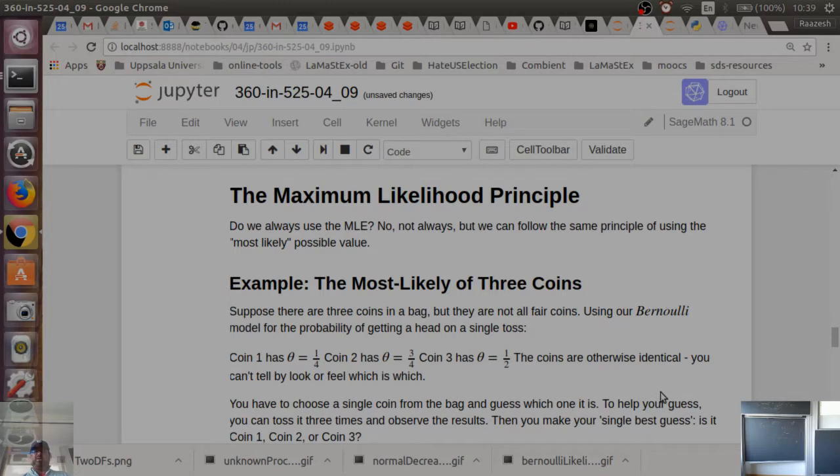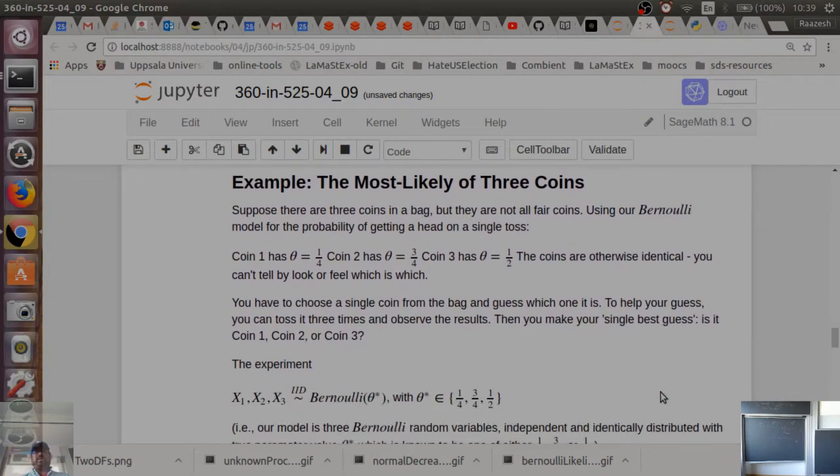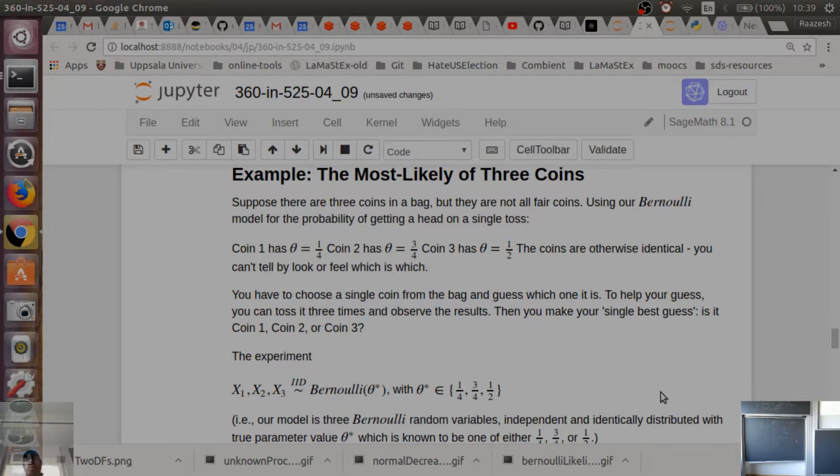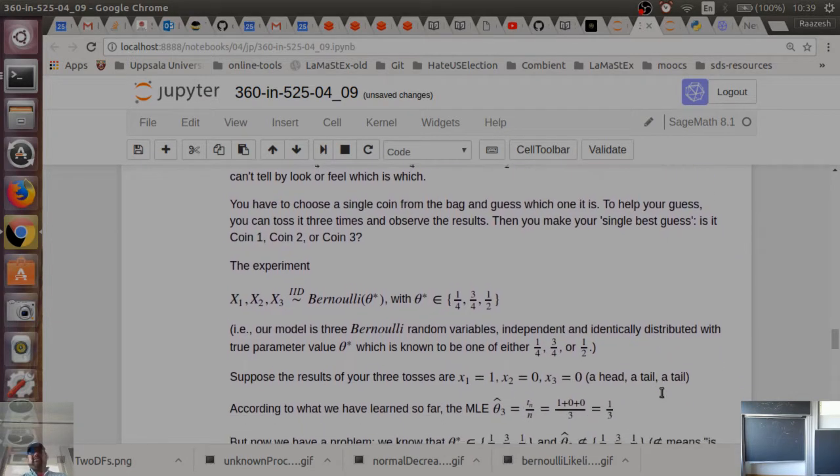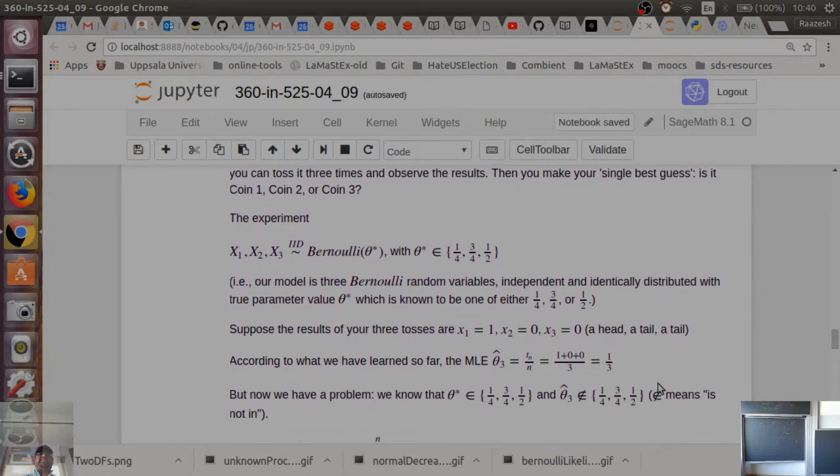So let's say, to be very precise, the oracle has only these 3 coins with weight quarter, 3/4, and half coming up heads or ones. So the experiment is the following. My game is to figure out whether it is coin 1, coin 2, or coin 3. So my experiment is x1, x2, x3. So only 3 tosses. Let's say it's IID Bernoulli theta star. But theta star now is just one of 3 possible coin types: quarter, 3/4, or half. So that's the finite version of the problem.